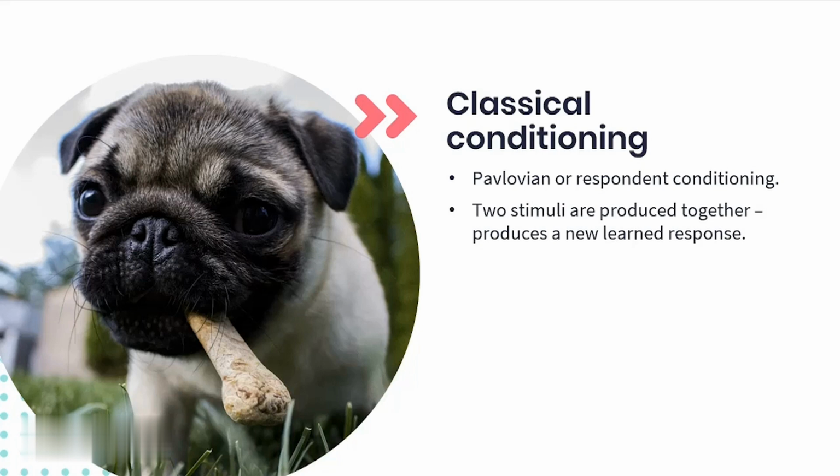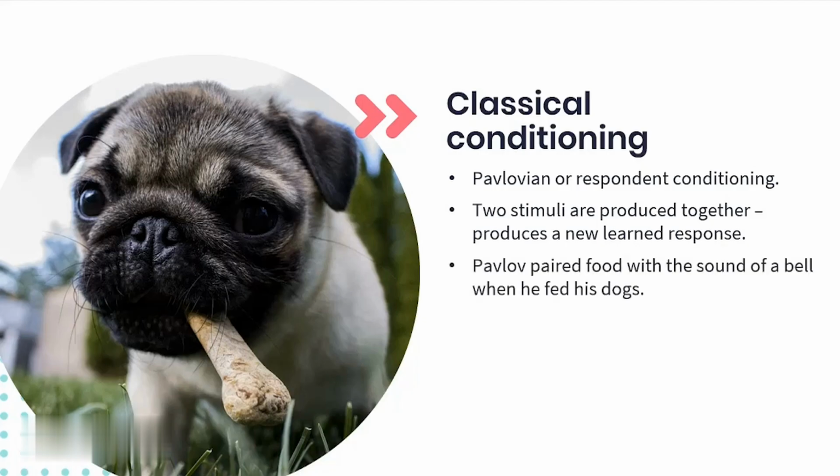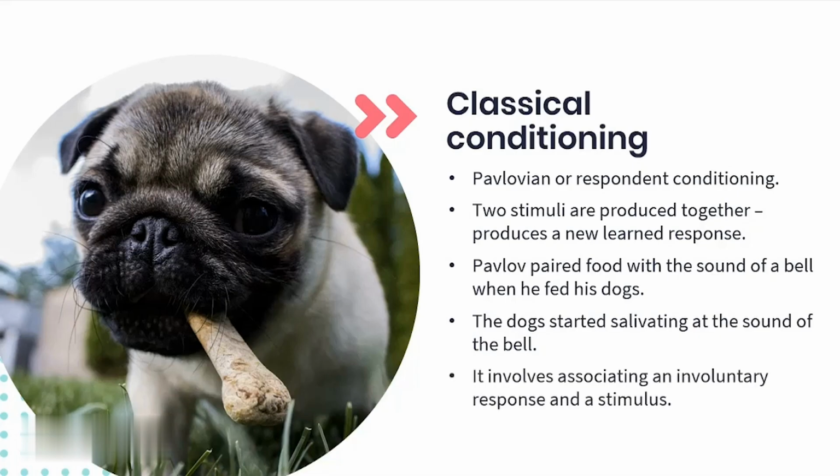Pavlov learned that pairing food with the sound of a bell when he presented dogs with their food led to the dogs salivating in response to the bell. The dogs thus associated their food with the sound of a bell and salivated when they heard the bell, which is a new learned response. Classical conditioning thus involved associating an involuntary response and a stimulus.